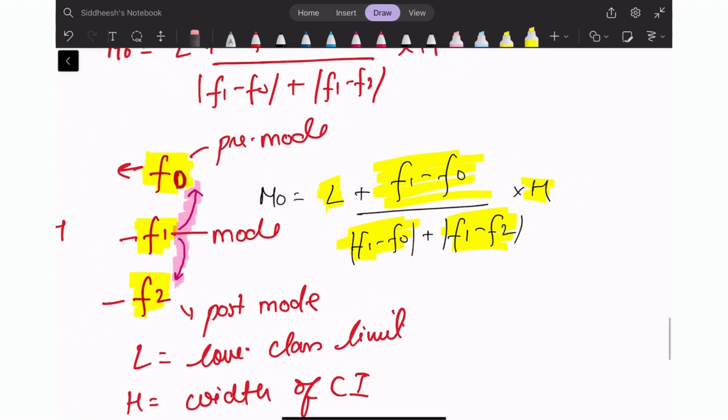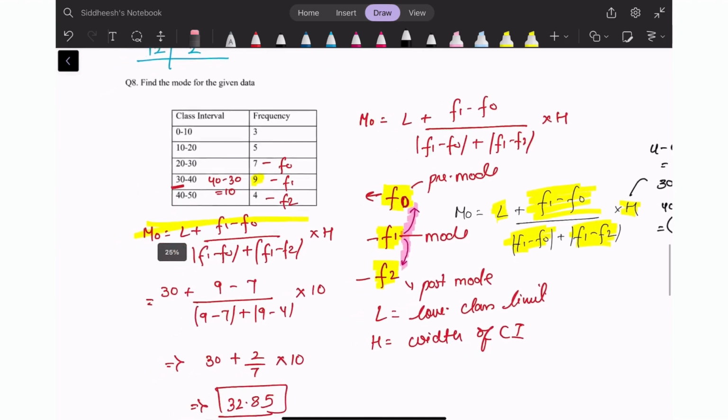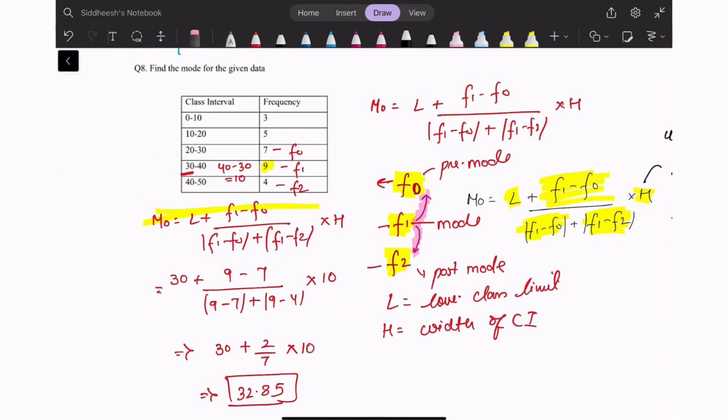So how to find h? It is very simple: upper minus lower class limit. If you have, suppose, 30 to 40, then 40 minus 30, 10 will be your h. So this is how you find mean, mode, median for simple to grouped data.